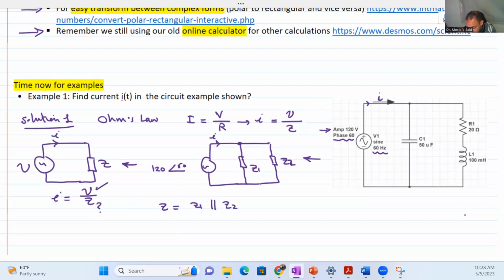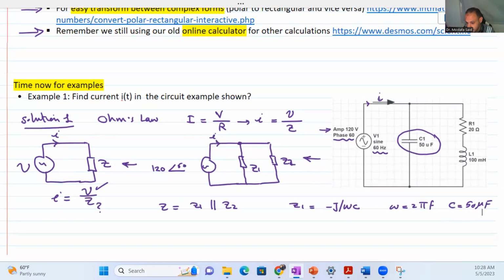Good. What is Z1? Z1 is the impedance of the capacitor, which is minus J divided by omega C. Remember, omega is 2 pi F, and F is 60 hertz here. And the C is given here as 50 microfarad. Okay, this is very doable. We can calculate it, right?